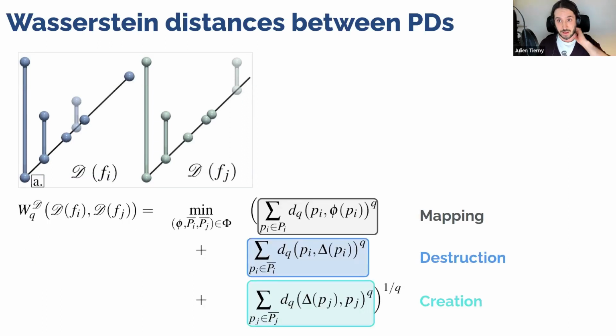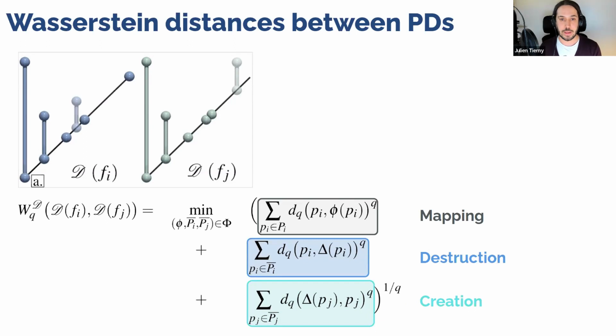So once you have that, you can introduce the distance as the minimum of 3 terms over all possible partial assignments. The first term evaluates the cost of matching each point pi to pj through this bijection. The second term evaluates the cost of destroying the remaining unmapped features in pi bar, and this is done by mapping them to their diagonal projection, which is shown here, delta. And the third term evaluates the cost of creating the remaining features in pj bar.